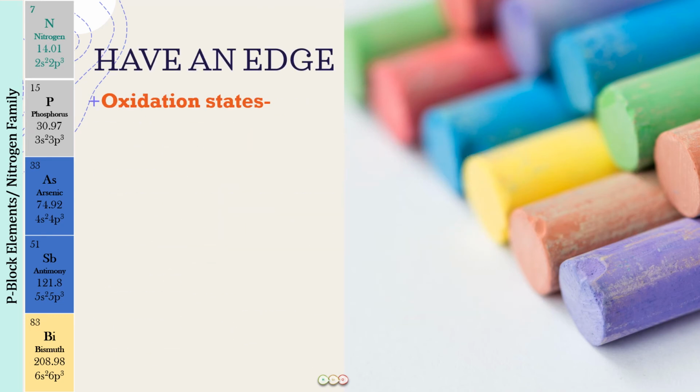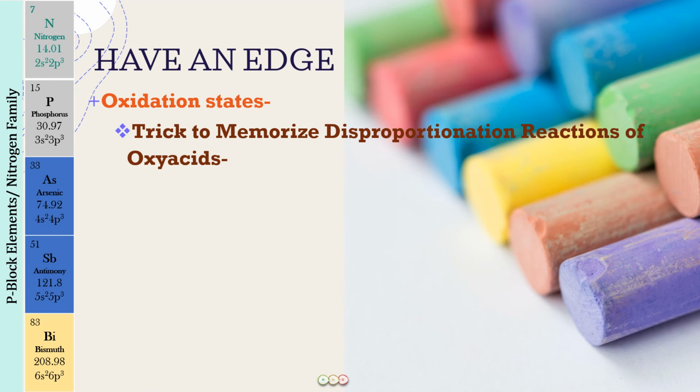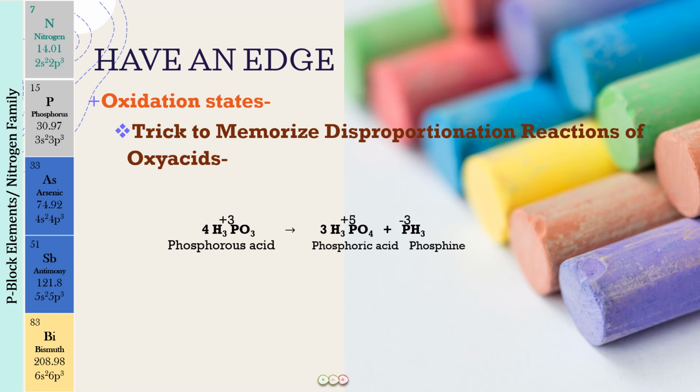Now again, I have one more Edge section for you. And what is this? Well, I am going to give you a trick to remember these disproportionation reactions of oxyacids. You have seen two reactions just now. One was the reaction of phosphorous acid forming phosphoric acid and phosphine, and the other was nitrous acid forming nitric acid and nitric oxide. So how do you remember these products? I'm going to give you a trick, and wherever these disproportionation reactions of the oxyacids come, I will keep making you revise this trick so that you always remember it and mark the correct options in your examination.